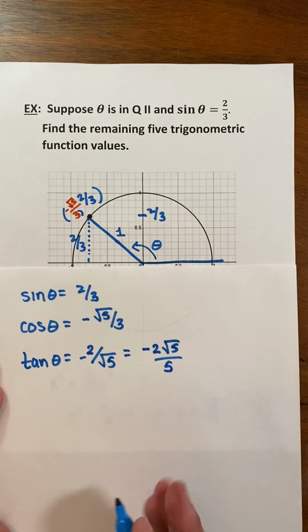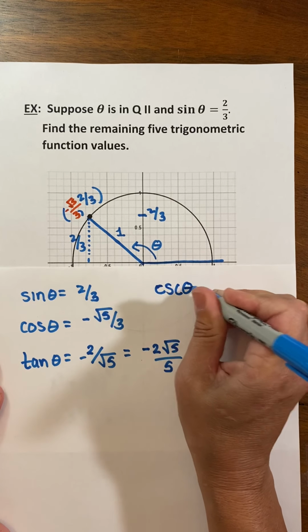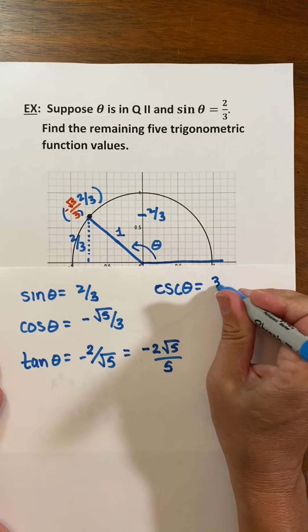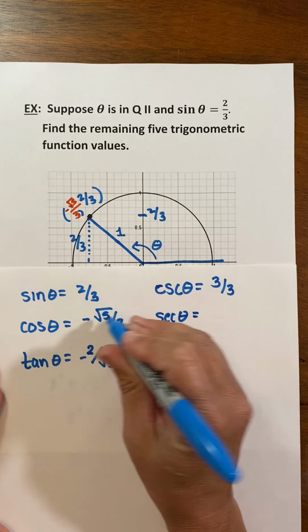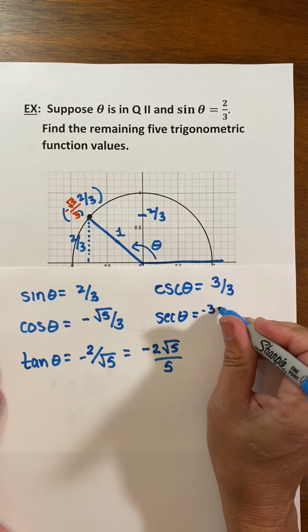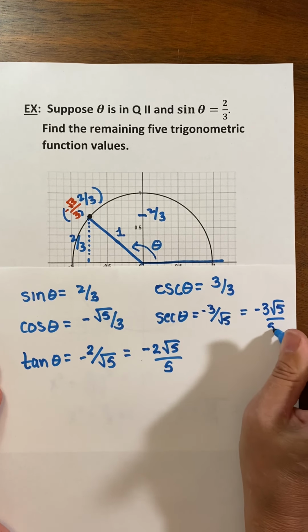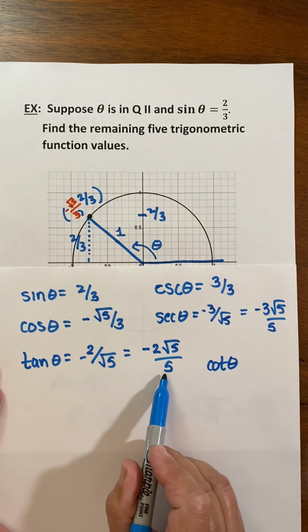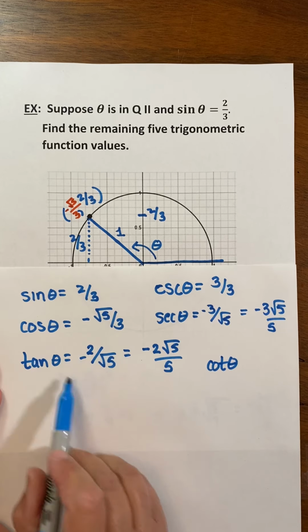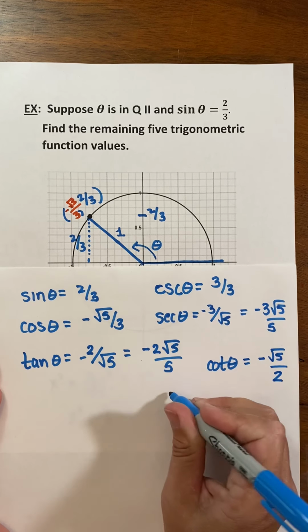I always go down in the second column. I'm going to do the cosecant of the angle, which is just going to flip the sine. It's going to be 3/2. The secant of the angle is the reciprocal of the cosine, negative 3 over the square root of 5, which is negative 3 square root of 5 over 5. And then the cotangent of the angle. Well, I could take the reciprocal of that one or this one. This one's easier, then we don't have to rationalize it. Negative square root of 5 over 2.